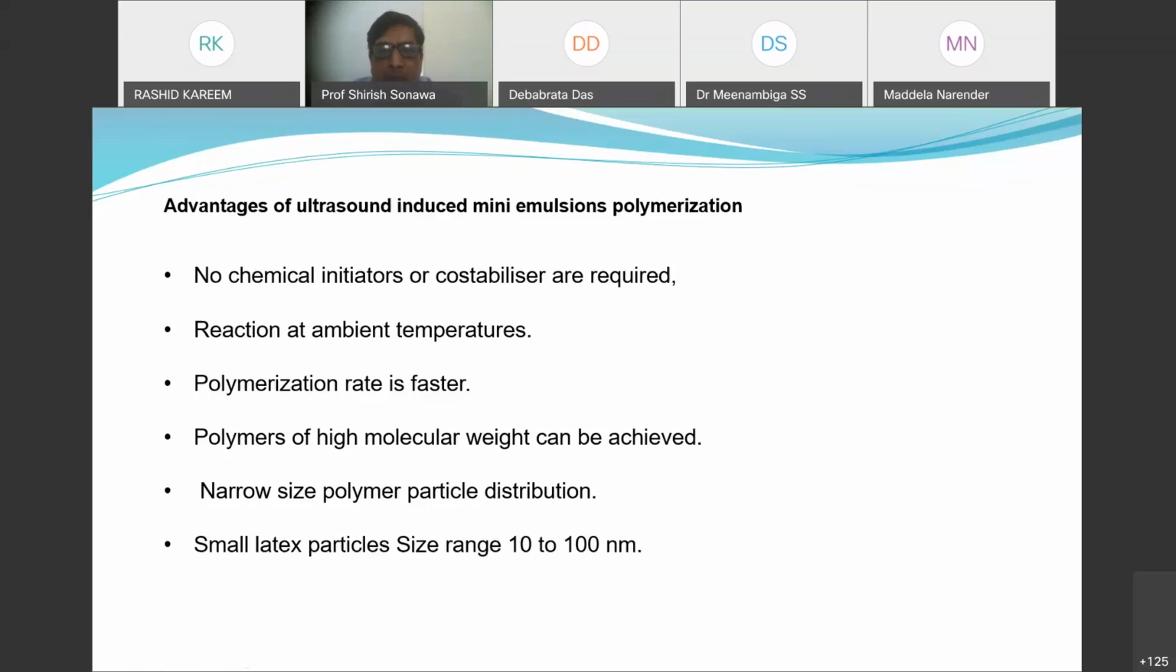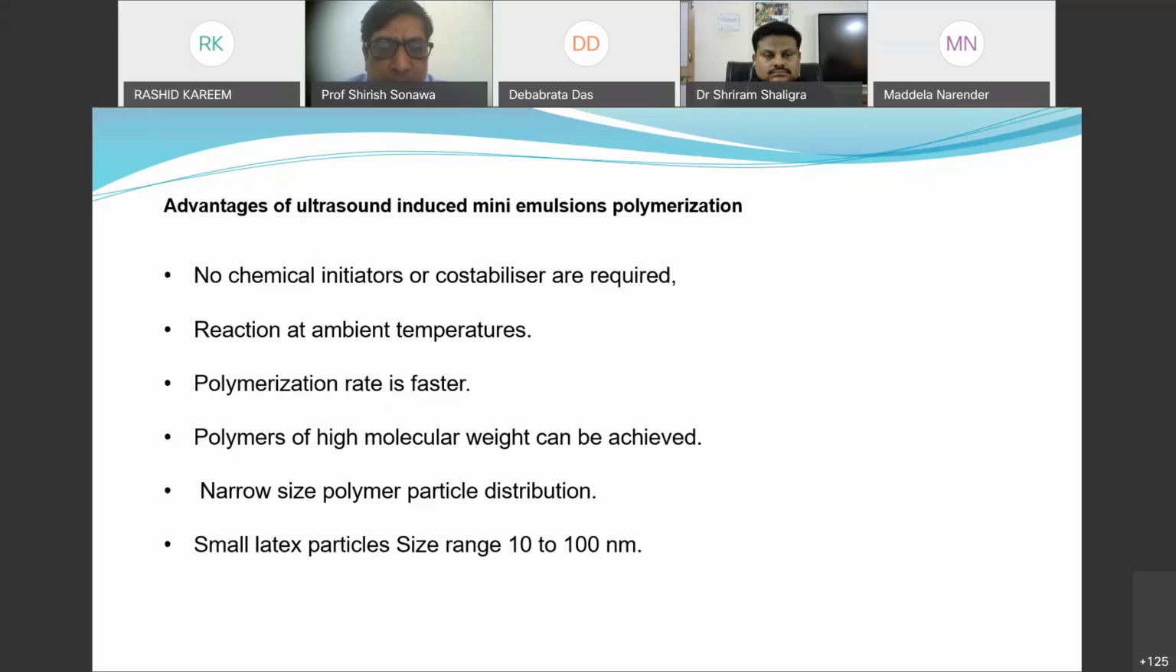If you look at how mini emulsion polymerization generally occurs, you add the monomer, for example butyl methacrylate, to water. Both are immiscible, so there will be phase separation. To make the emulsion, we add a surfactant, and the quantity should be at the critical micelle concentration. Because of that, micelles are formed, and then droplets of emulsion of butyl methacrylate are formed.